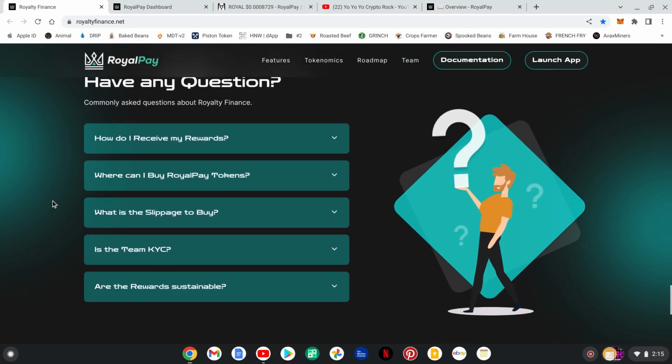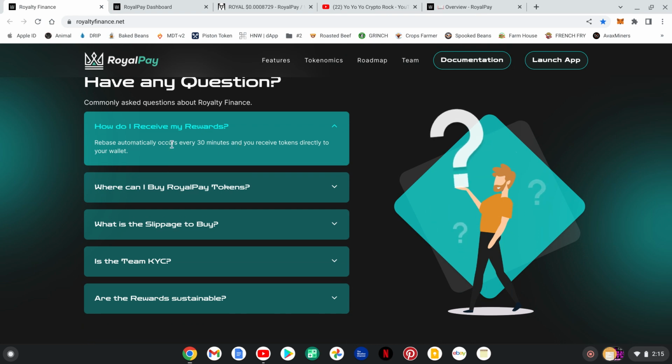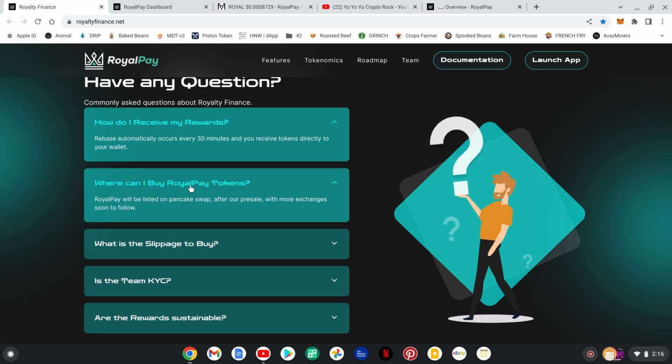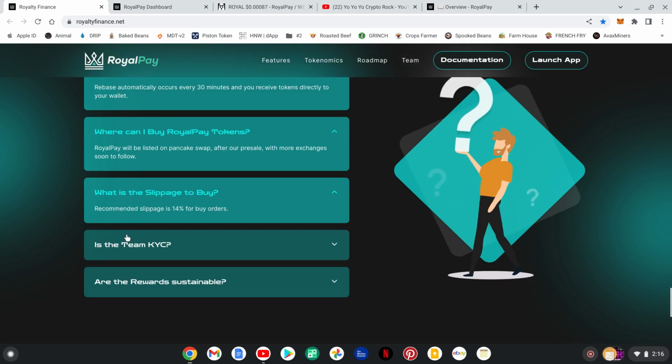So here we go. How do I receive my rewards? Rebases automatically occur every 30 minutes, and you receive the tokens directly to your wallet. Gas free, guys. Where can I buy RoyalPay tokens? RoyalPay will be listed on PancakeSwap after our presale, with more exchanges soon to follow. Recommended slippage is 14% for buy orders.